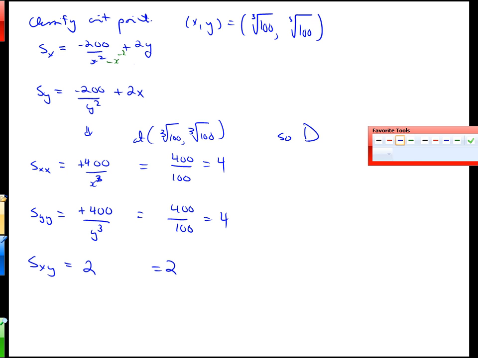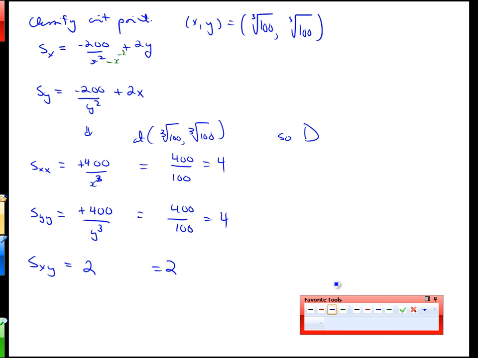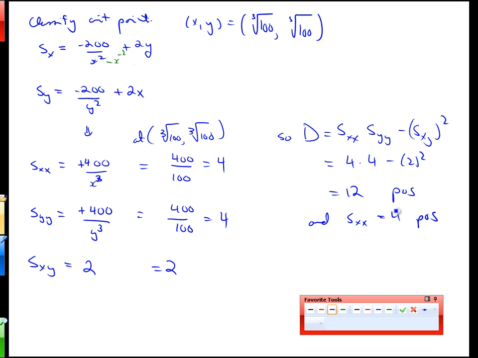Well, it tells us that we can calculate our discriminant value, or our D value, our test value for the second derivative test. Just a reminder, in this case our function is S, so D is S_xx times S_yy minus S_xy all squared. That'll be 4 times 4 minus 2 squared. That will be 16 minus 4, 12. And that is positive. And this second derivative here was equal to 4, which was positive.